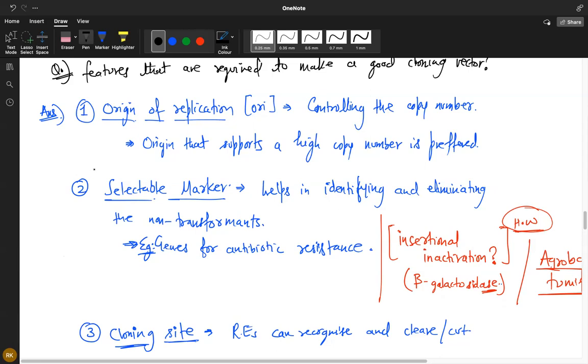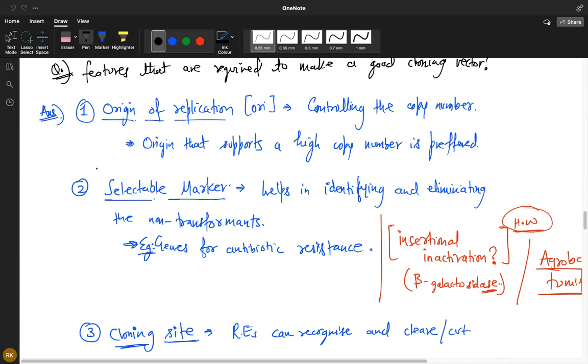The first one, ORI, which is origin of replication. It is responsible for initiating replication in the DNA sequence, and it also controls the copy number of the linked DNA. For many copies of target DNA, it should be cloned in a vector whose origin supports a high copy number. Correct.